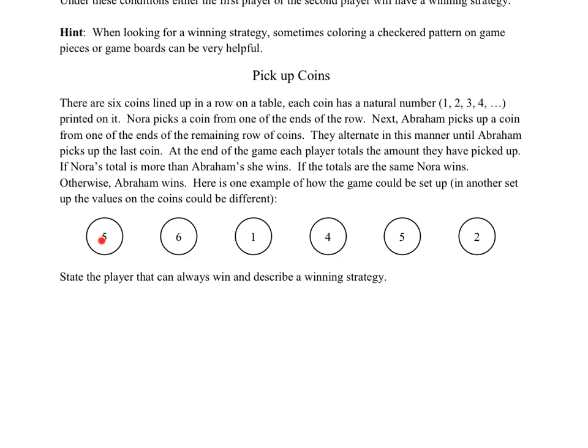So maybe picks 5. And then next, Abraham picks up a coin from one of the ends of the row. But if 5 is already picked, then of course that's gone. Then Abraham would have a choice among the rest of the 5 coins, but has to pick from the end. So could only take the 6 or take the 2. So they alternate in this manner back and forth, picking up coins.